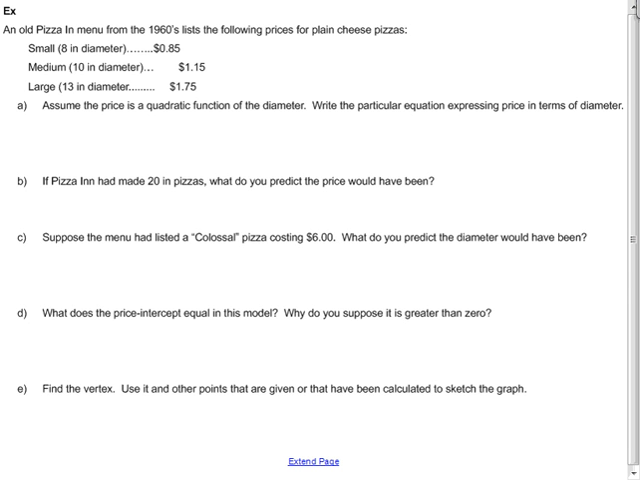So take a moment, please read through this problem. The first thing that should catch your eye is it says it's quadratic. Because it's telling you it's quadratic, you know what type of equation you're going to be working with. You know you're going to be using y equals ax squared plus bx plus c. This is the type of equation we're going to be seeing.